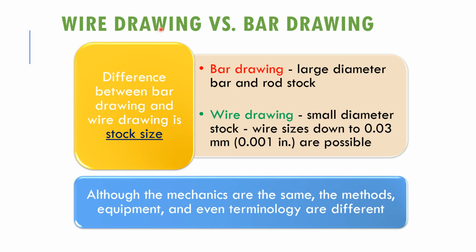Although the process for wire drawing and bar drawing is almost the same, different machines are used. The difference is mostly because of the stock size. Usually bar drawing involves large diameter bar and rod, and for wire drawing, of course, the starting material is small and the final material is also very small. The small diameter can go down to 0.03 mm, which is around 0.0001 inch. So although the mechanics are the same, the methods, equipment, and even terminology will be different if you compare both types of process.